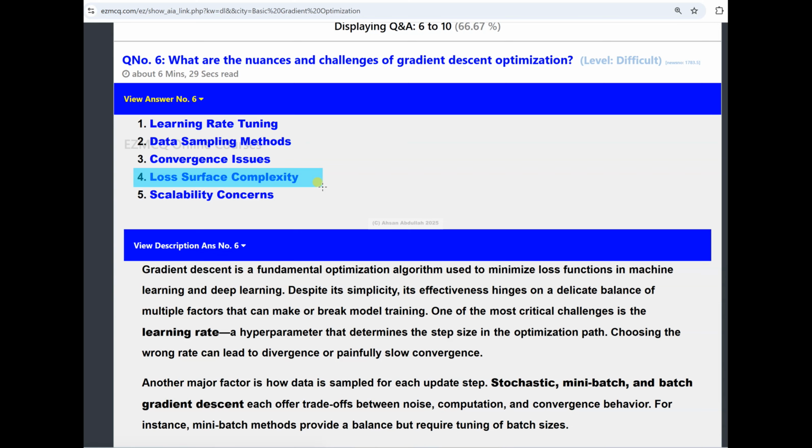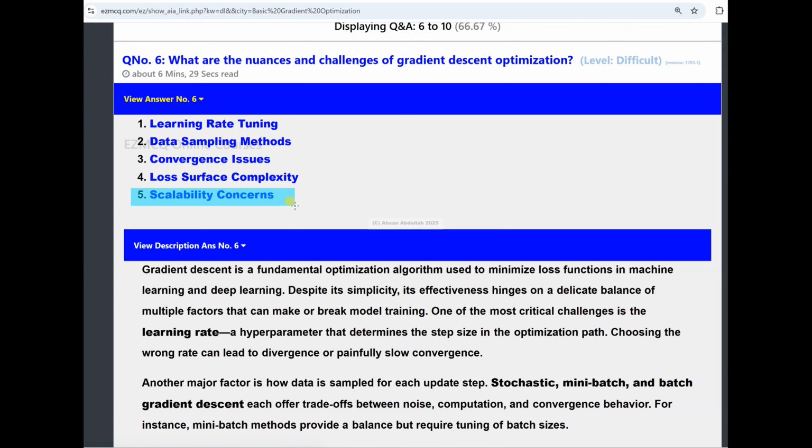We have something more which we'll be discussing soon, called momentum based methods. By using those momentum based methods, and good weight initialization, and other techniques like residual connections, we can manage the surface complexity. This will become clear in the next Q&A. And then there are the scalability concerns.